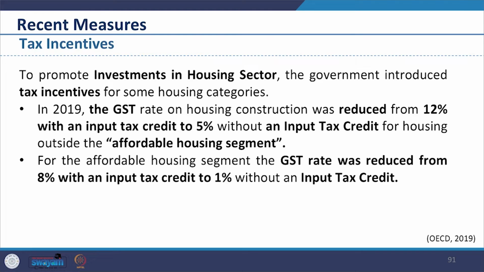In 2019, the GST rate on housing construction was reduced from 12% with an input tax credit to 5% without an input tax credit for housing outside the affordable housing segment. And for the affordable housing segment, the GST rate was reduced from 8% with an input tax credit to 1% without an input tax credit.